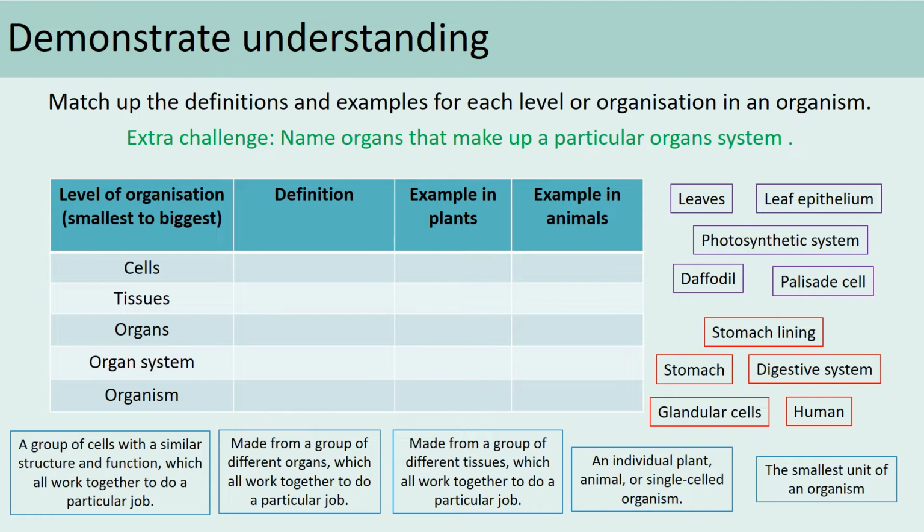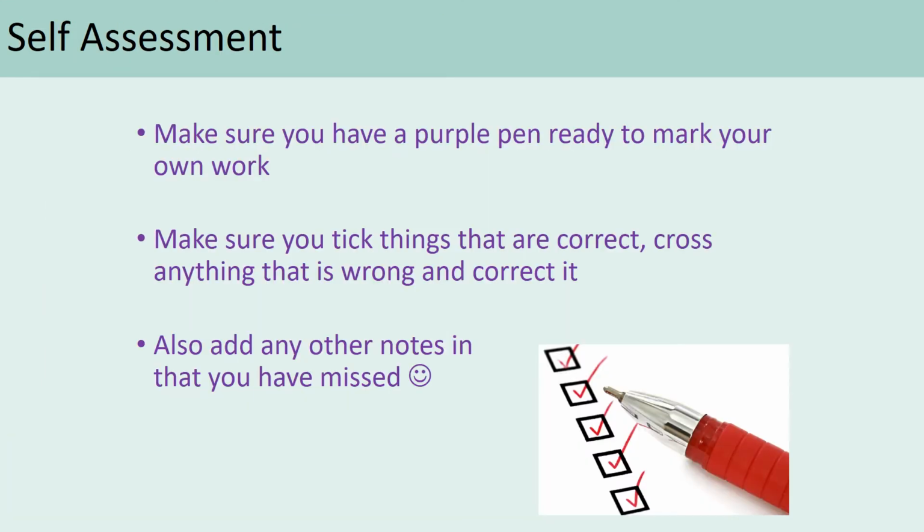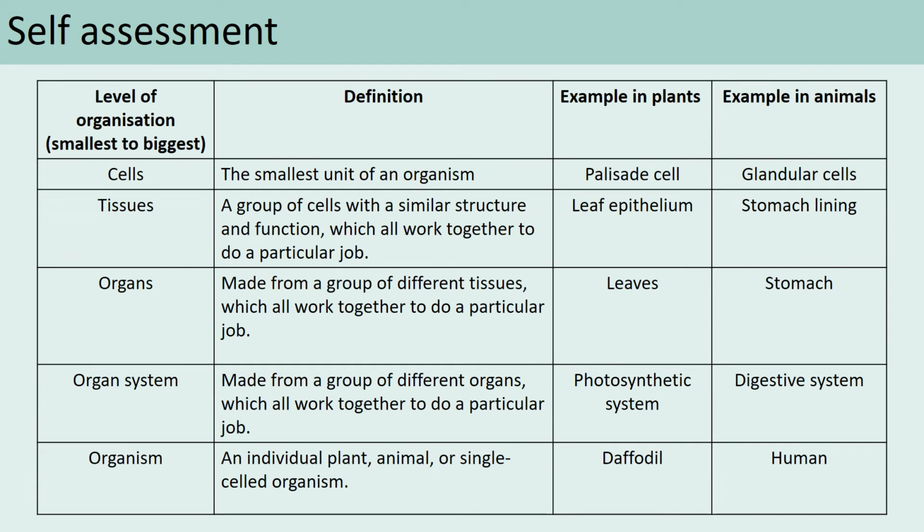Okay, so hopefully you've had a go at that. Don't worry if any of these are wrong, you can just correct them as we go through. But we should, for cells, they are the smallest unit of an organism. Okay, and indeed some organisms are just one cell. An example that you might have had in plants are palisade cells, xylem, phloem, you might have had mesophyll cells. Any of those are good examples. Example in animals, glandular cells. So in animals we have glands. We're going to be talking about those a little bit more, and they tend to be to do with secreting certain chemicals.